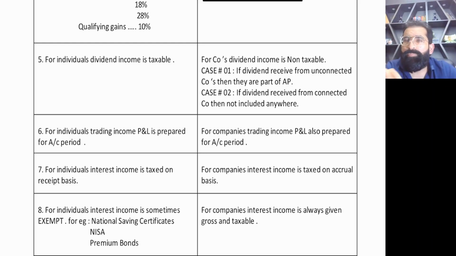There are two cases. Case one, if the dividend is received from unconnected, non-group companies, then it will be part of AP, augmented profit. Remember, after TTP we add non-group dividends. But if dividends are coming from connected companies, like subsidiaries in which we hold more than 50%, then in that case you don't need to write dividends anywhere.